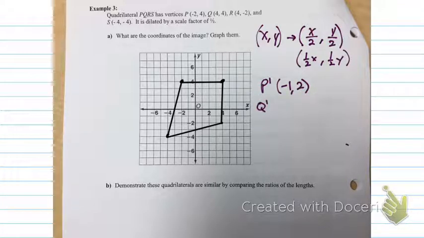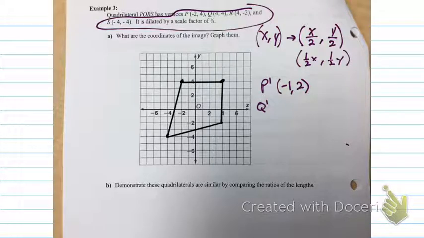For Q prime, I'm looking up here for my points, guys. Are you looking up there still? For Q prime, divide both by 2, I get 2, 2. R prime, divide both by 2, I get 2, negative 1. And S prime, I divide both by 2, I get negative 2, negative 2.